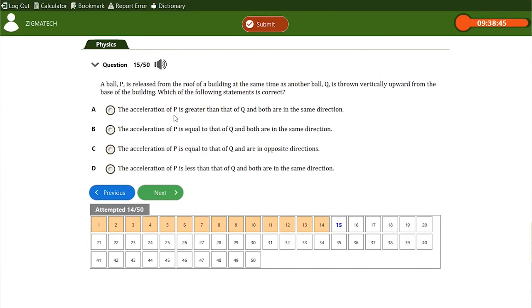The acceleration of P is greater than that of Q. No, it cannot be greater. The acceleration of P is equal to that of Q and both are in the same direction. No. The acceleration can change its direction. If it is coming down, it's positive. If it is going up, it's negative. B, the acceleration of P is equal to that of Q and they are in opposite directions. C is a very good one, but let's find D. The acceleration of P is less. Never, it can never be less. So I'm choosing option C.